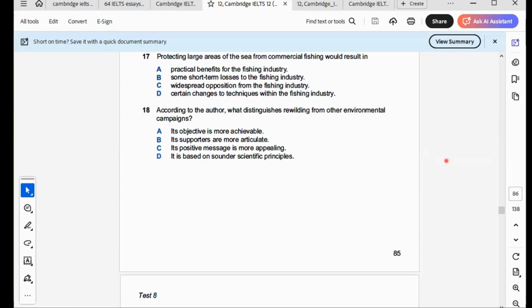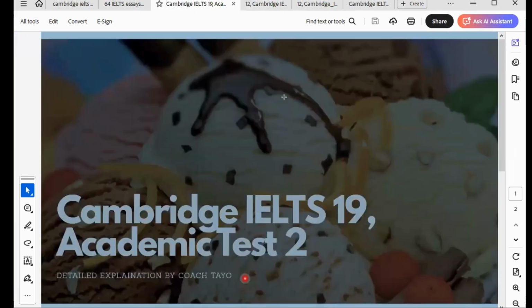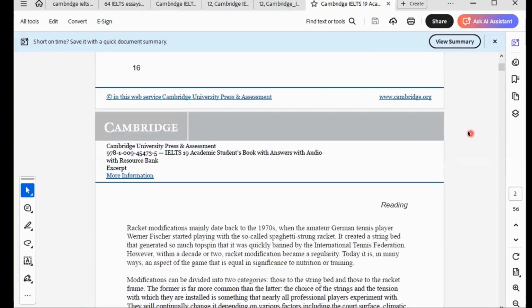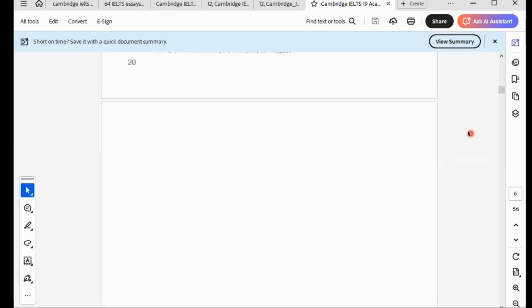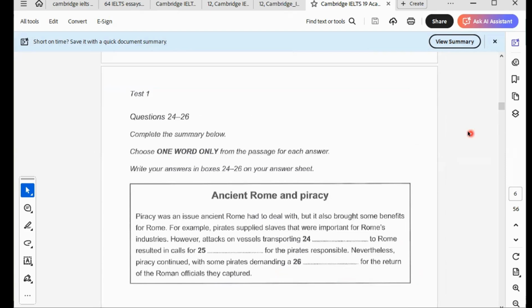So what I want to do today is solve a particular IELTS reading test on a computer. I want to solve Cambridge IELTS 19 Academic Test 2. I have it on paper anyway. Look at the paper-based version here. Cambridge IELTS 19 Academic Test 2. This is Cambridge IELTS 19 Test 1.